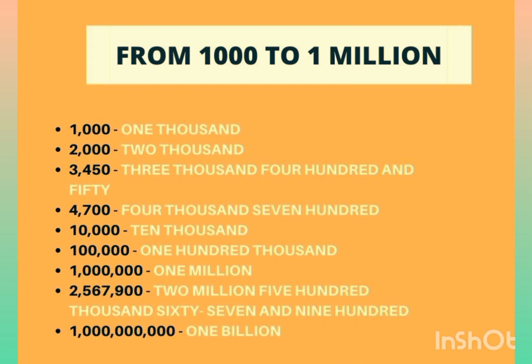Numbers from 1000 to 1 million and 1 billion. Мыңнан миллион және миллиардқа дейін санау. Мың, 1000 or a thousand. 2000, 3450, 4700.